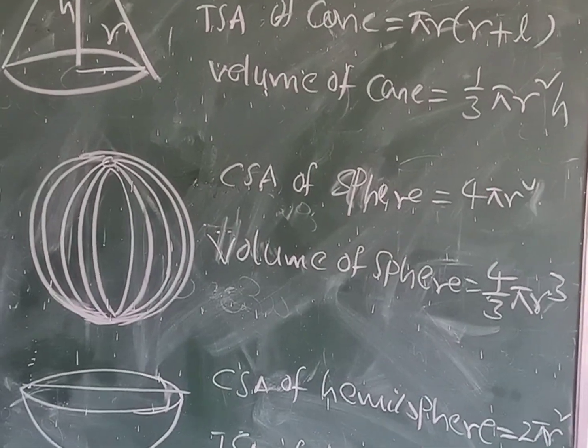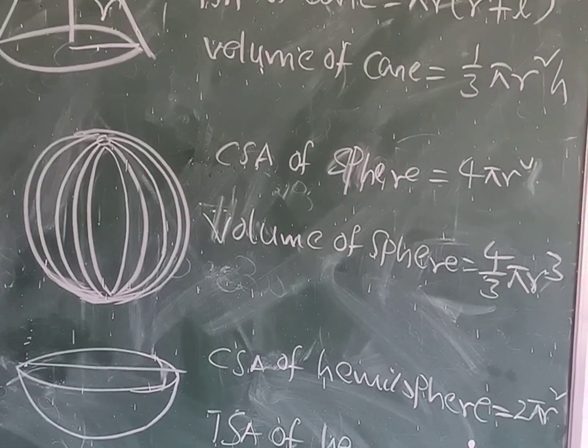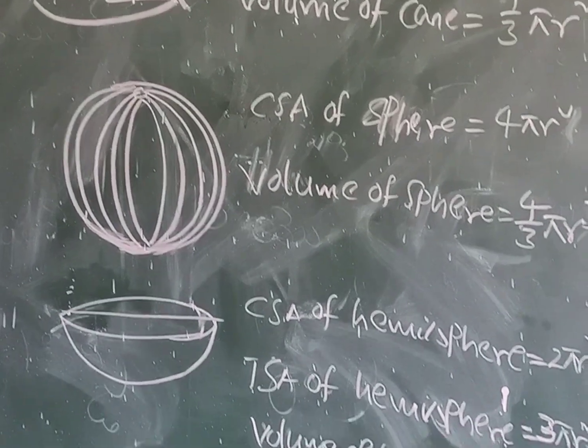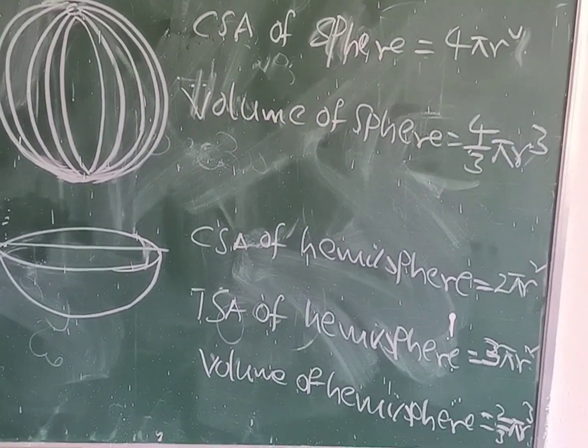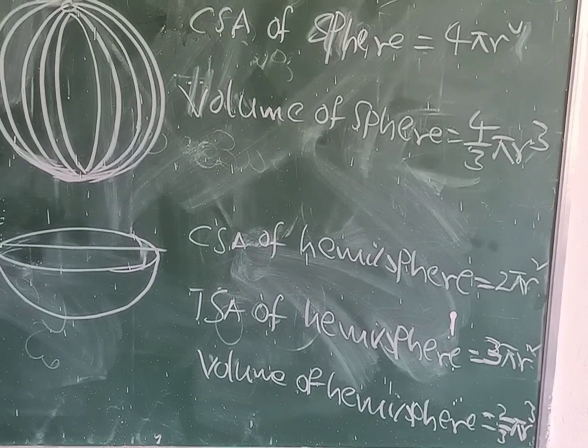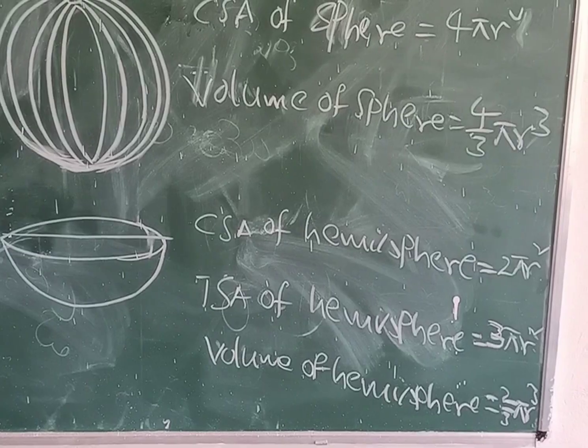CS of sphere is equal to 4 pi R square. Volume of sphere is equal to 4 by 3 pi R cube. CS of hemisphere is 2 pi R square. TS of hemisphere is 3 pi R square. Volume of hemisphere is 2 by 3 pi R cube.